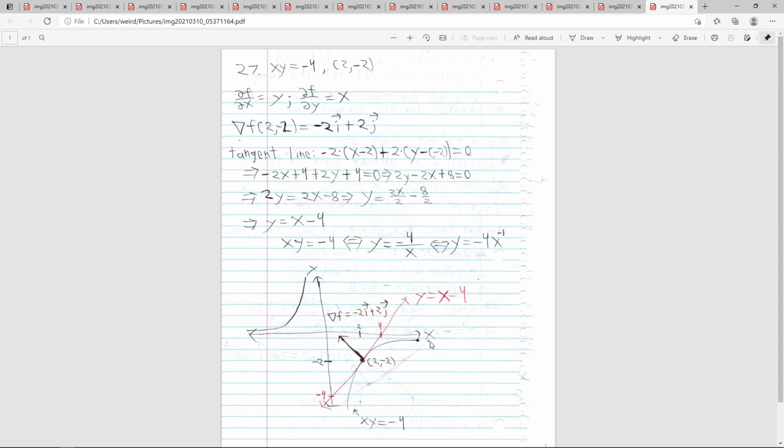That's the level curve graphing. Now, thankfully, the partial derivatives are as easy as can be. Just y and x. But at 2, -2, df dy is x, so that's 2 here for j. df dx is y, and that's -2.